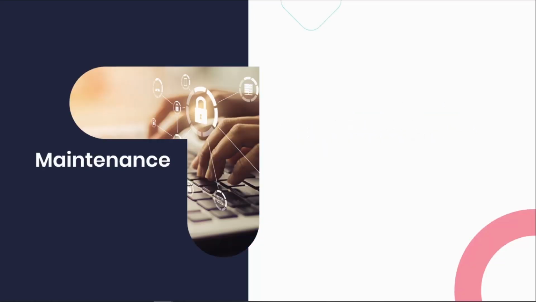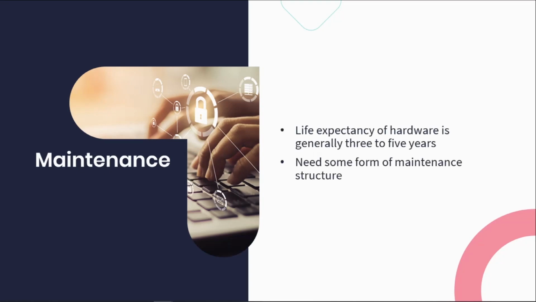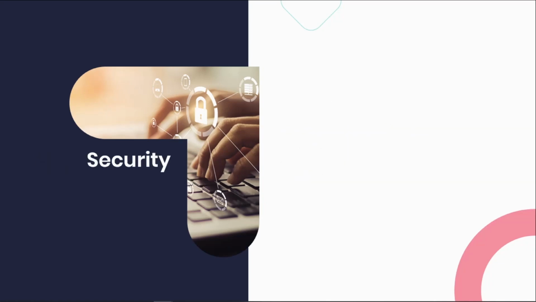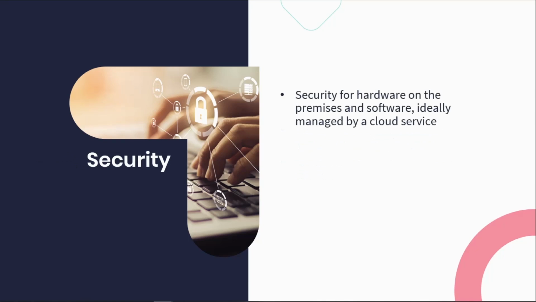Maintenance. Hardware often comes with a life expectancy of 3 to 5 years, so you would need some form of maintenance structure in place for the continued efficiency of the system. And lastly, the business would need to consider security. The network is a business asset, and the hardware on their premises and software would ideally be managed by a cloud service, in terms of minimizing problems and threats to the system.